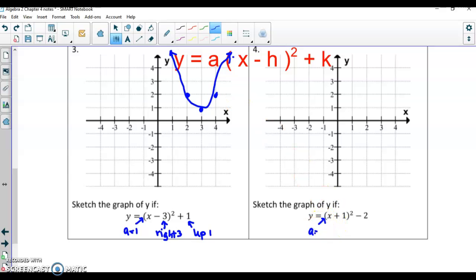Here, A is 1. H, I'm moving, in this case, left 1. And here, down 2. So left 1, down 2. A is 1, it is normal. So right 1, up 1, left 1, up 1, right 2, up 4, left 2, up 4. Sketch your parabola. All right, good luck.